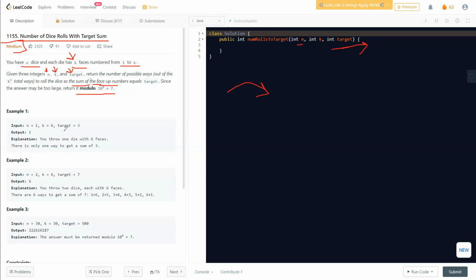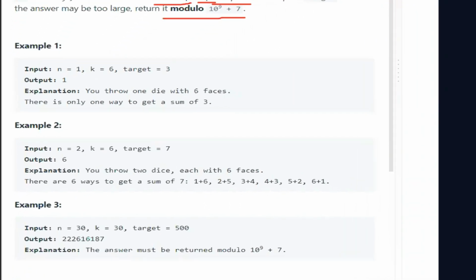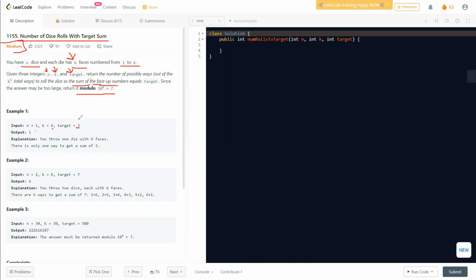As an example, we have n equal to 1, k equal to 6, and target equal to 3. In this case, there's only one dice with 6 faces, and we need to reach a target of 3. How can we do that? Only one way is there, the dice should be rolled such that 3 comes on the top. There's only one case possible, so the answer is 1.